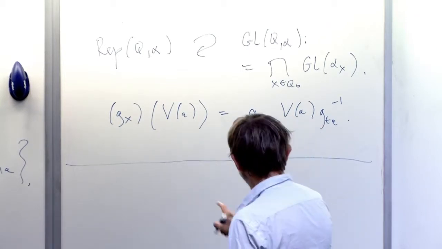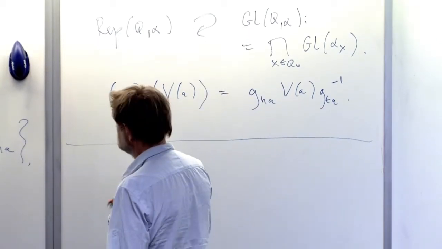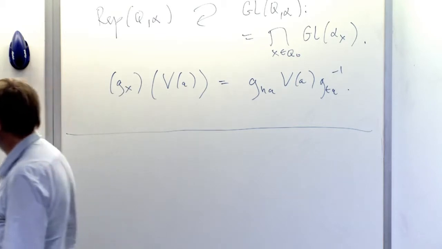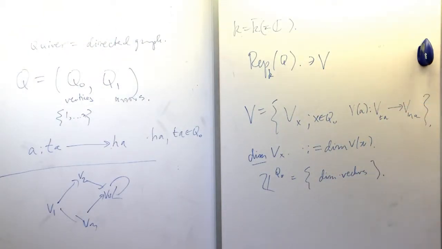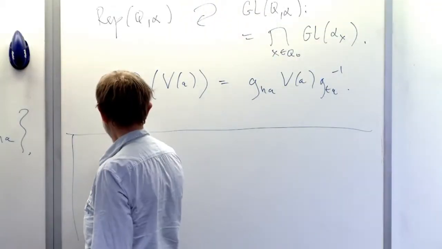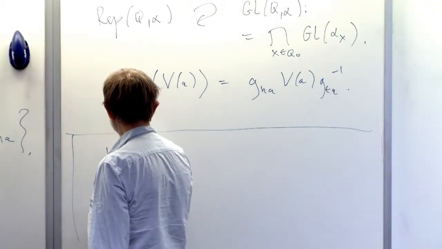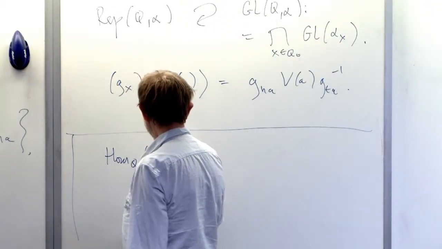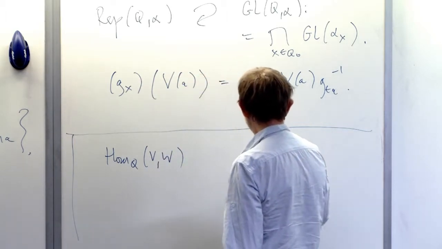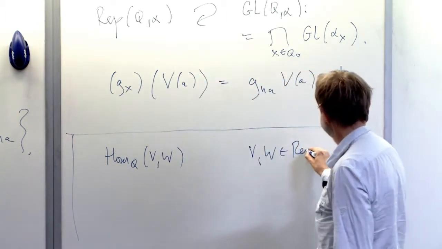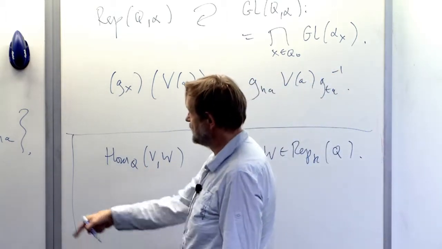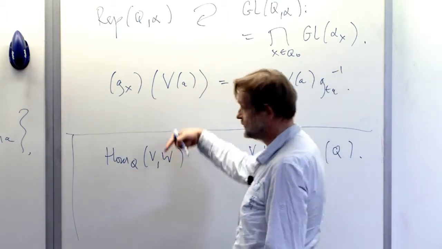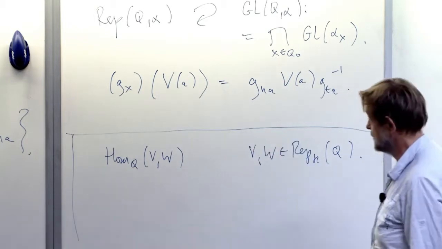All right, so now I should also point out, I didn't say this, that this is a category. I didn't define the morphisms. So let me define Hom Q of V, W for V and W in Rep Q. So we have two representations. I want to define what the homomorphisms of representations are, so we get a nice category.